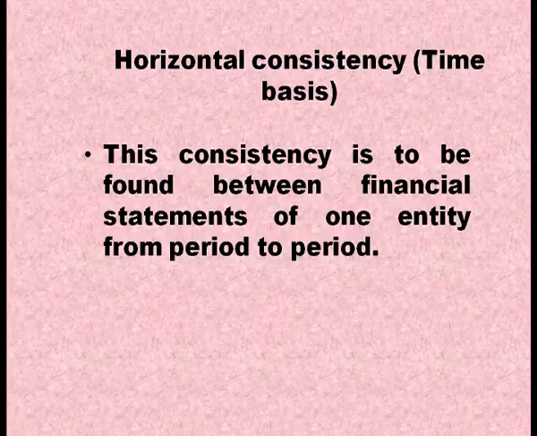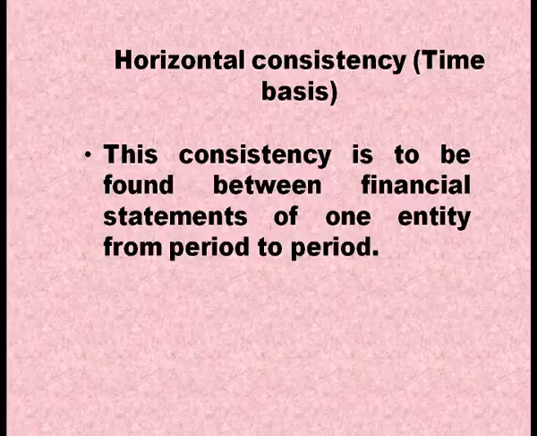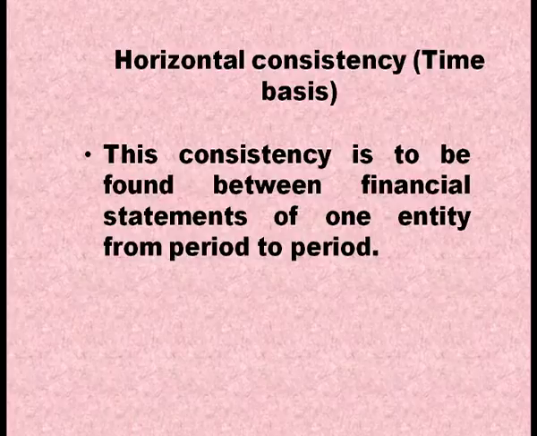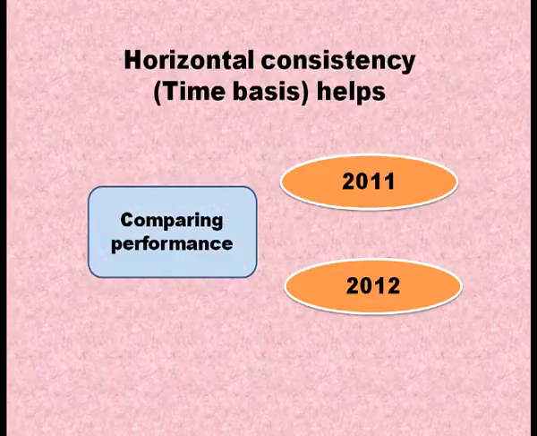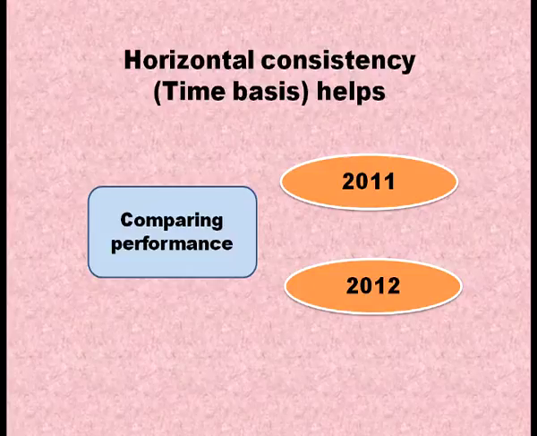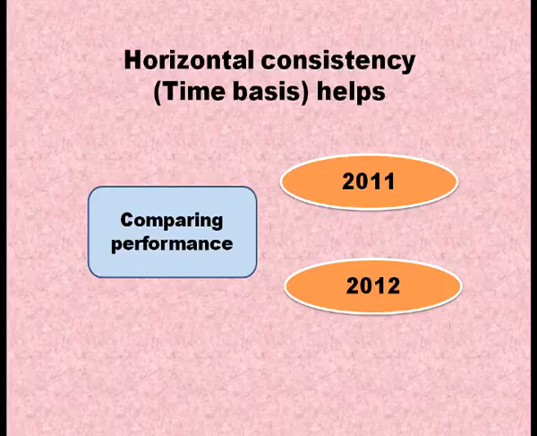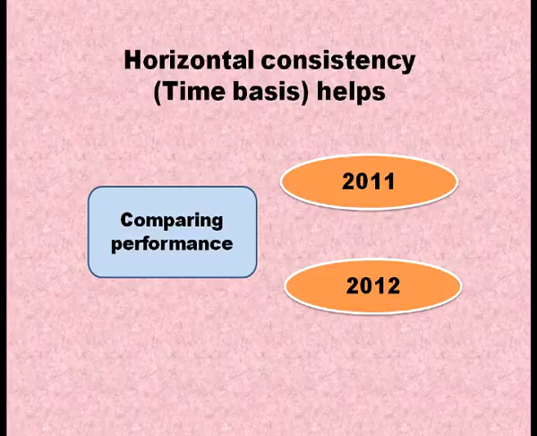Horizontal consistency. This consistency is to be found between financial statements of one entity from one period to another period. Horizontal consistency helps in comparing the performance of different years. For example, comparing the performance of 2011 and 2012.